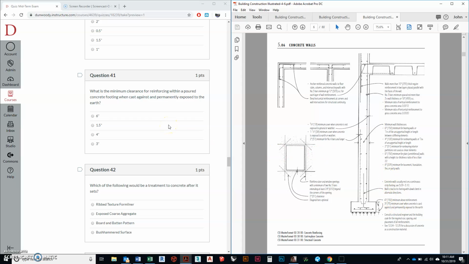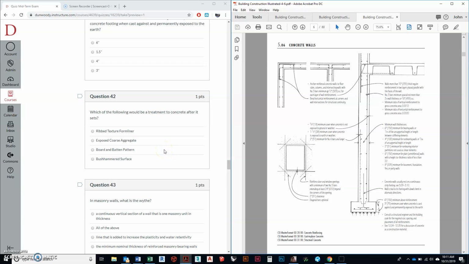So again, all these questions are in order of the reading. If you are finding yourself flipping back and forth in the readings, then you might be a little bit off in terms of where to find these answers. So just make sure you're going through in sequence.